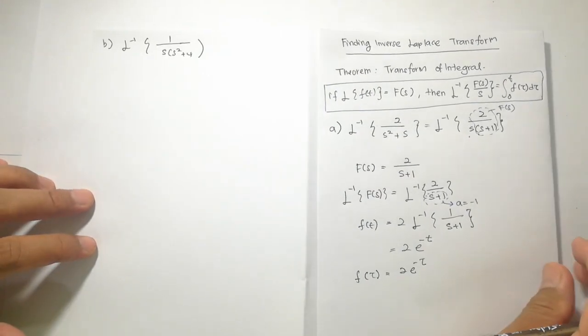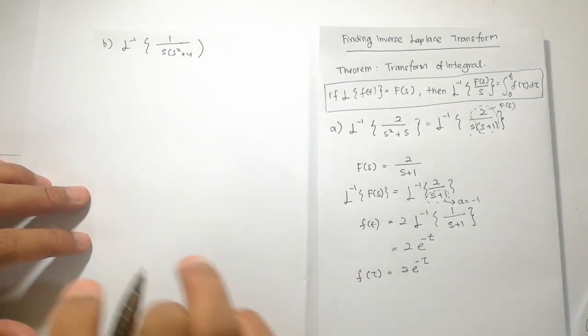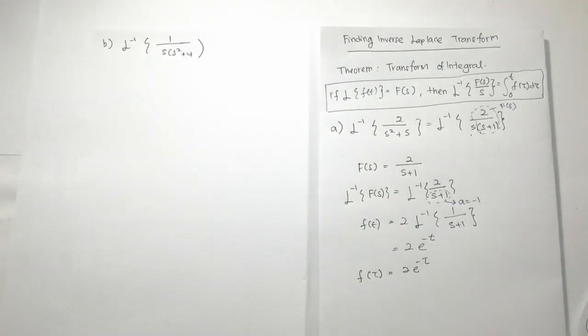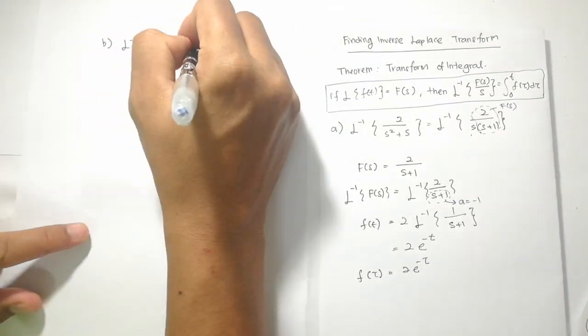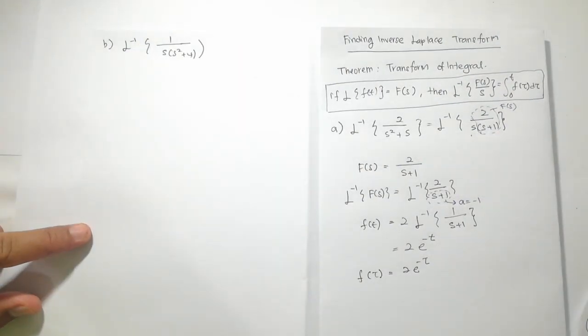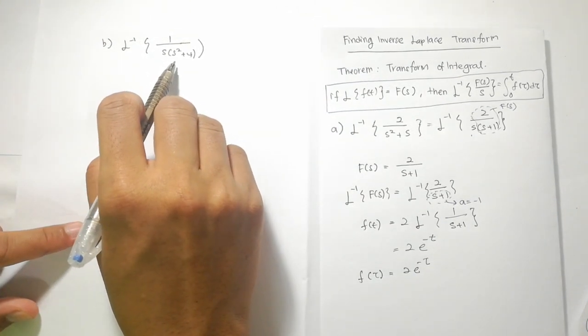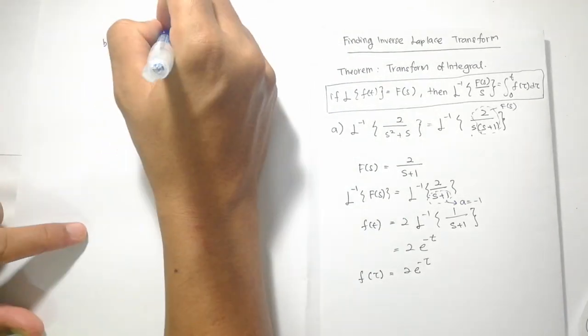This is our theorem, the transform of an integral. So now we must find F(s) divided by s. So we need to find our F(s). In this case, our F(s) will be equal to 1 over s squared plus 4. Right, so this is our F(s).